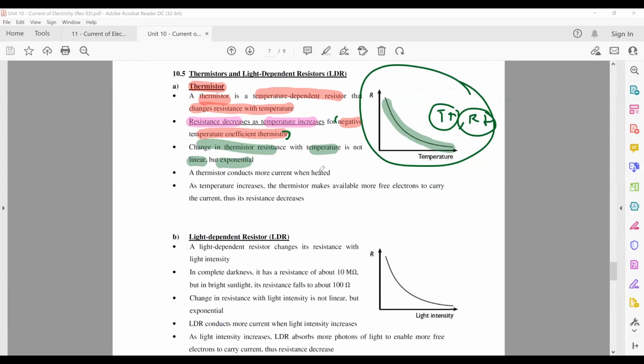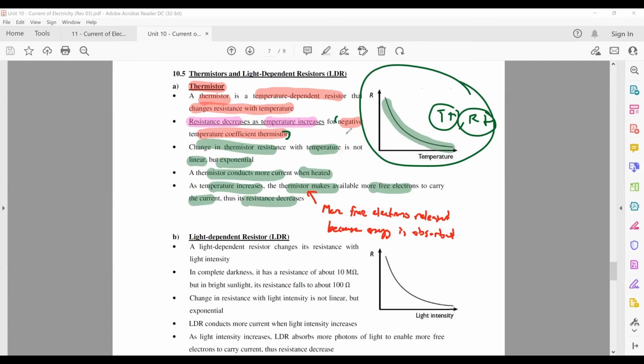When your thermistor is heated, it tends to conduct more current. The reason is that as temperature increases, the thermistor makes available more free electrons to carry current, thus its resistance decreases. You can just think of it this way: more free electrons are released because heat energy is absorbed. So this is for the thermistor.